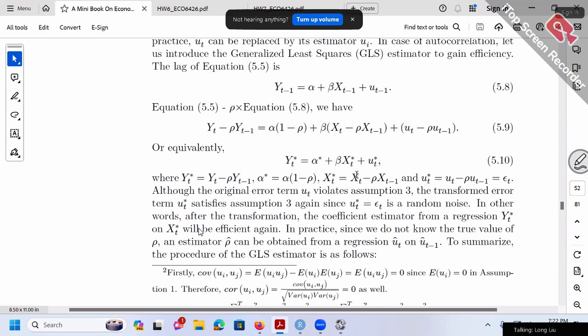That's the first case. Second case, if rho is non-zero, then after the GLS transformation true GLS will be efficient, but OLS is not efficient. So in the second case, true GLS will be more efficient than OLS. To summarize, true GLS will be either the same or more efficient than OLS. Question?